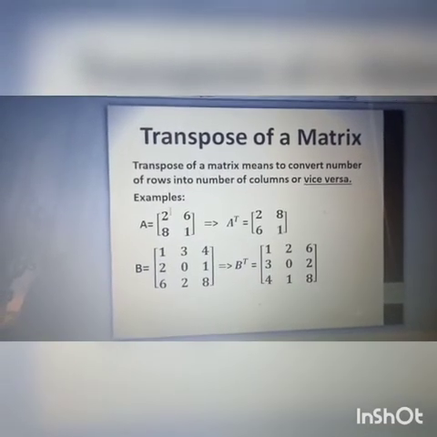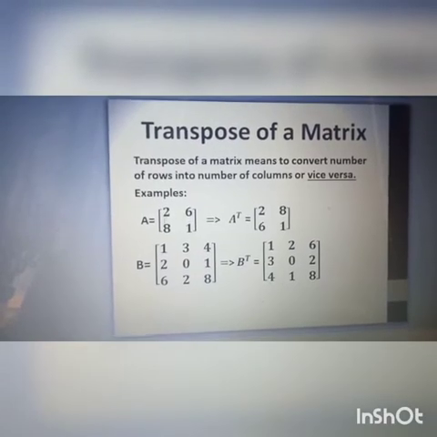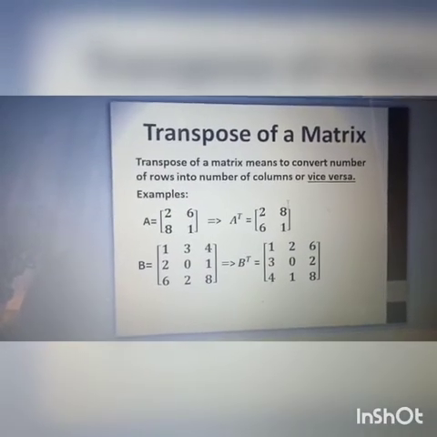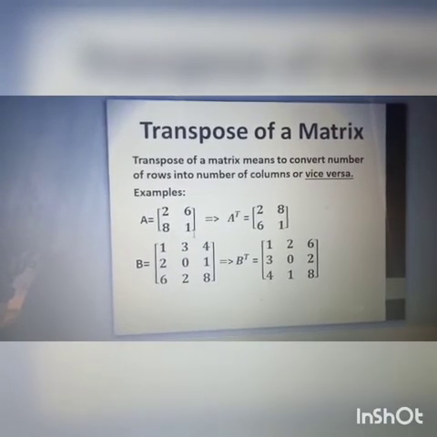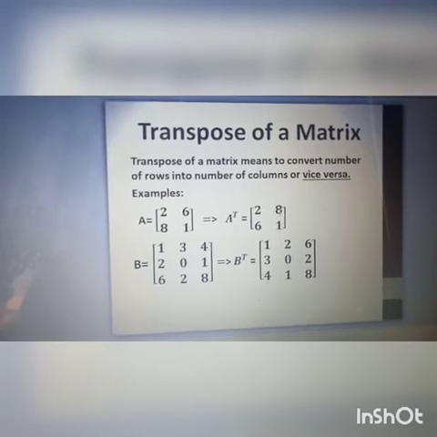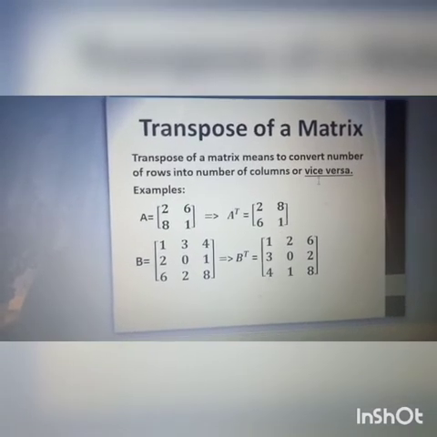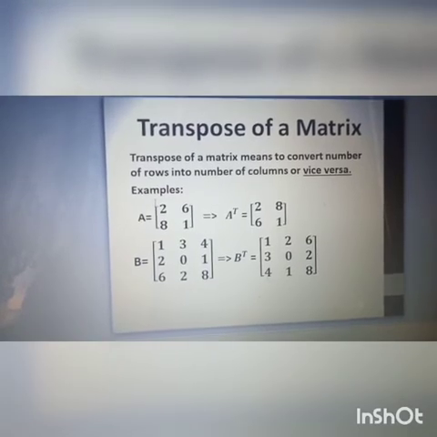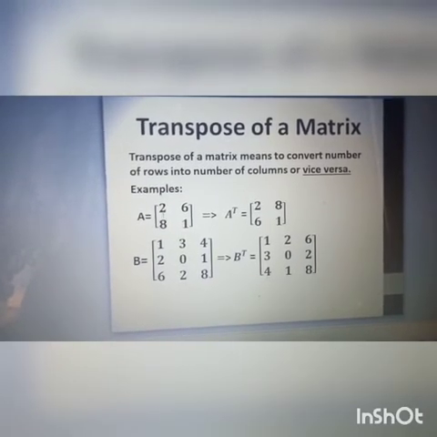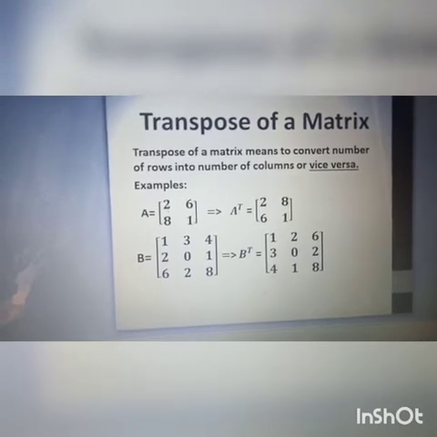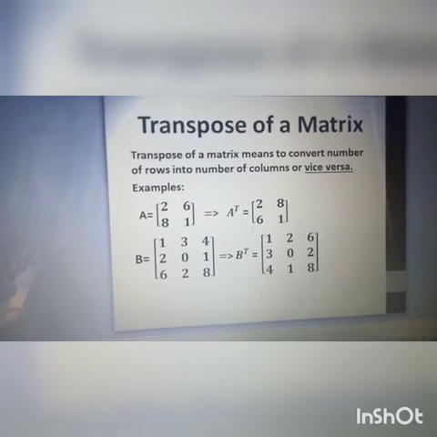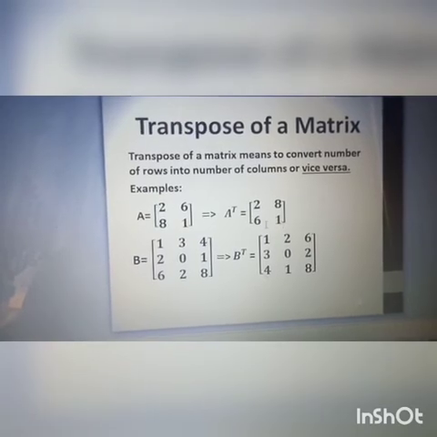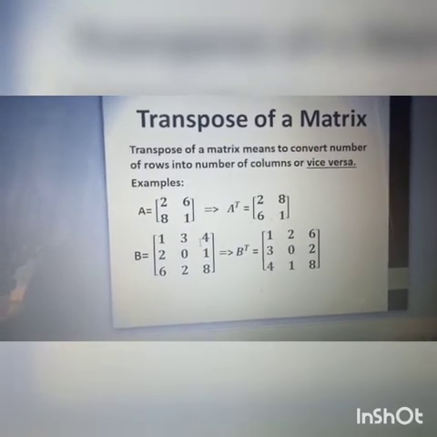So as per the definition, what you are to do, you will convert rows into columns. 2, 6 is the first row. So here you can see it is being written in column form. Then the second row 8 1 is being made as the second column 8 1. And if you see the vice versa, instead of converting rows, the other way you can write the columns into rows as well. The first column is 2 8, write it in row form 2 8. The second column is 6 1, and here you can see it is being transformed into the second row. So both ways are correct.